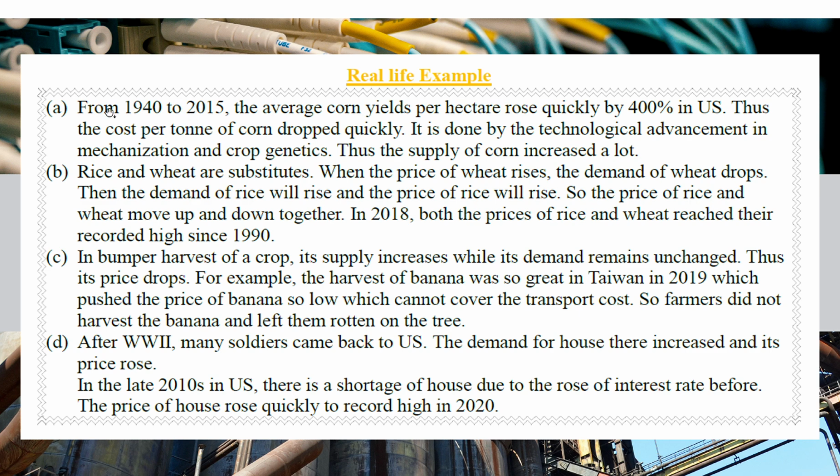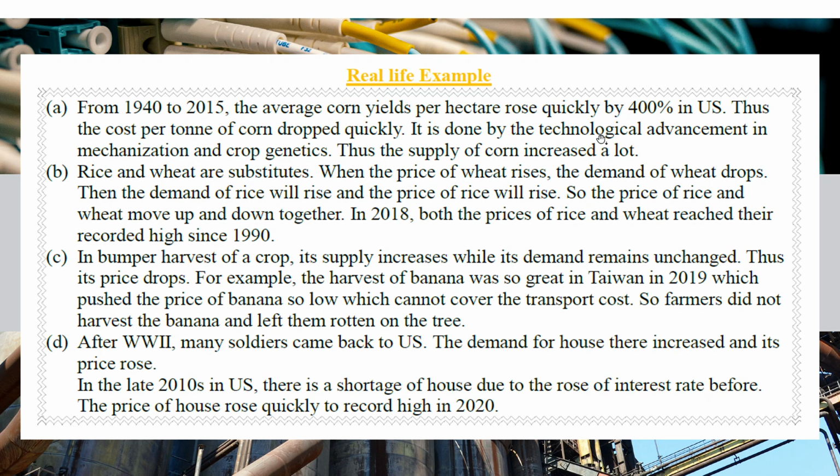For example, from 1940 to 2015, there was great technological advancement in corn farming. This is from an internet search. The average corn yields increased quickly by 400%. The quantity supplied increases. Why? Because of the advancement of technology, the cost of production decreased, so the supply curve shifts right.